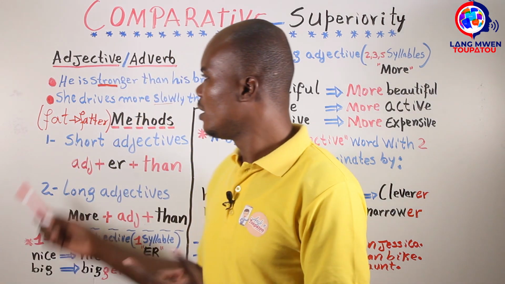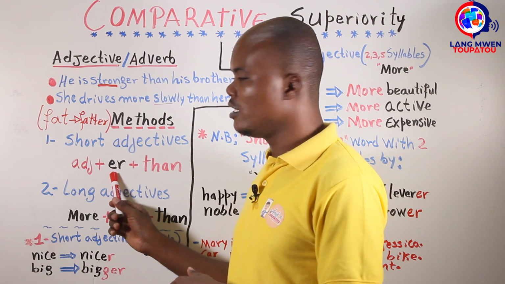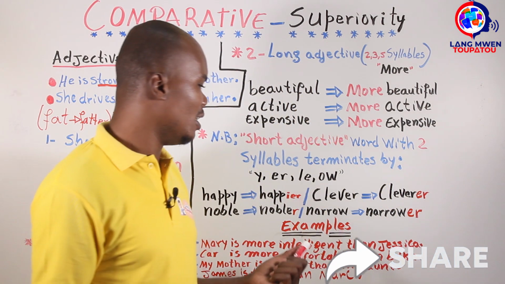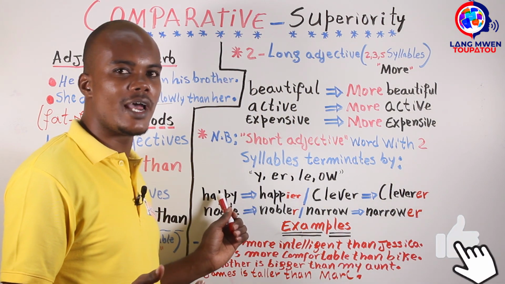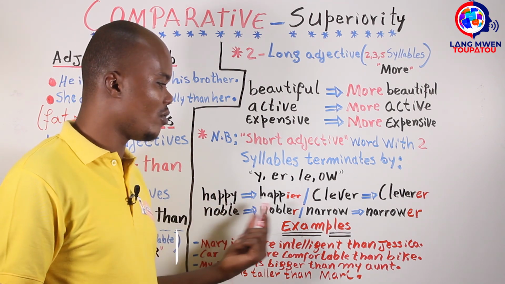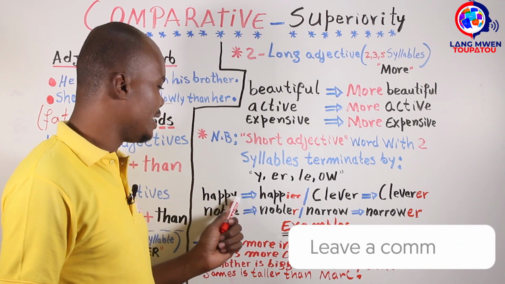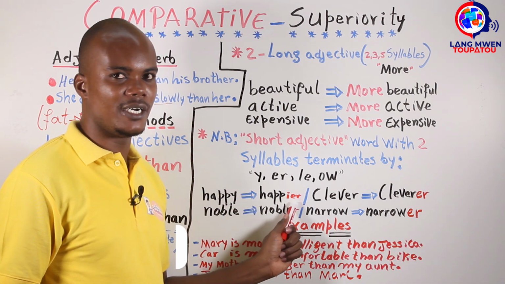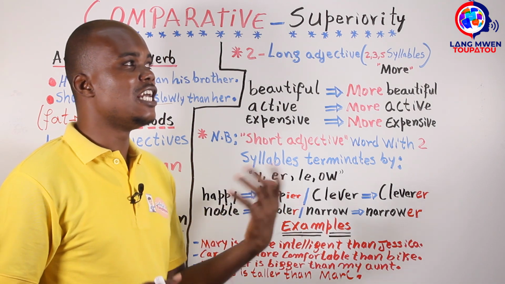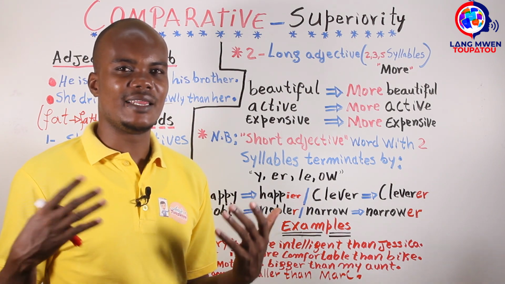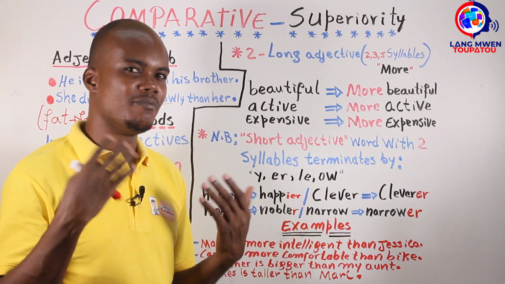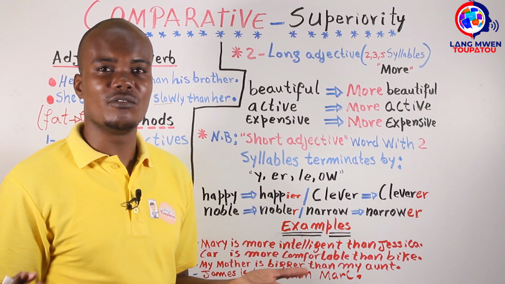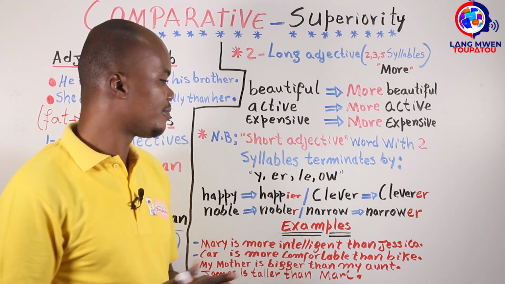What do you see? You add ER, but before adding ER, you change Y to I. You say happy, happier. For example, I can say, Jack is happier than Matthew. Jack is happier, happier than Matthew.